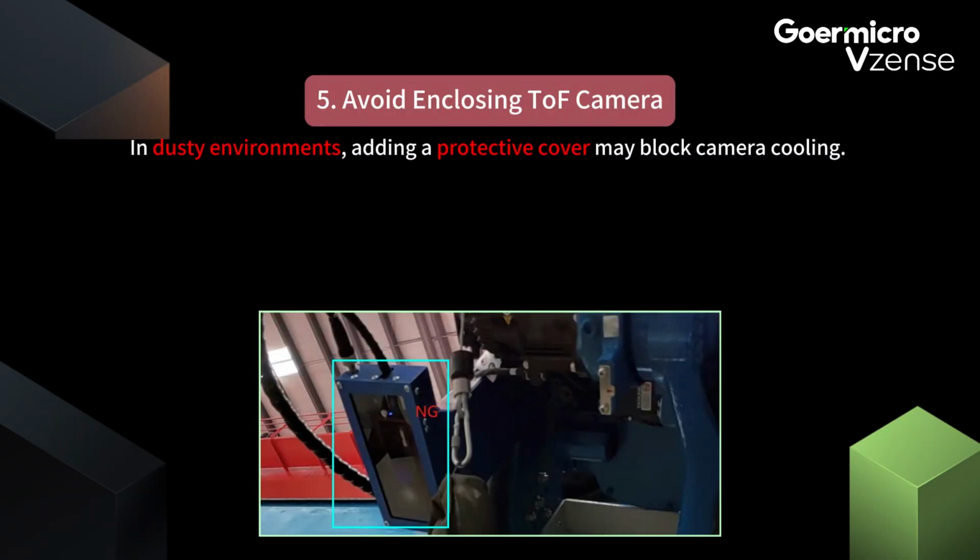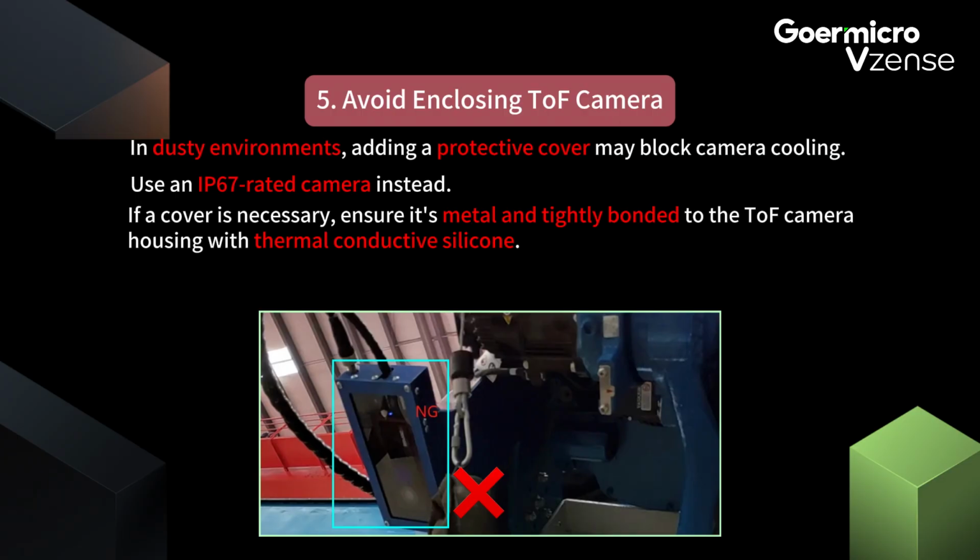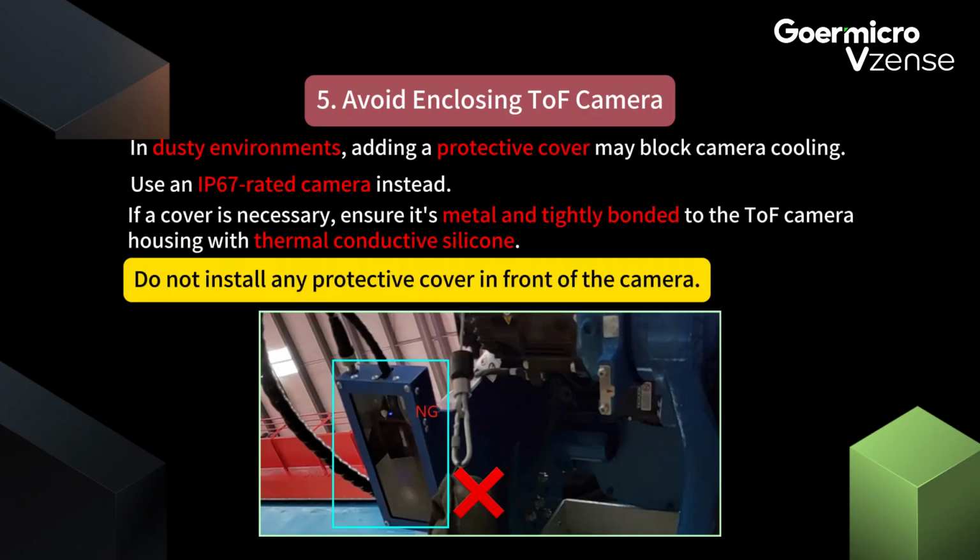In dusty environments, adding a protective cover may block camera cooling. Use an IP67 rated camera instead. If a cover is necessary, ensure it's metal and tightly bonded to the ToF camera housing with thermal conductive silicone. Do not install any protective cover in front of the camera.